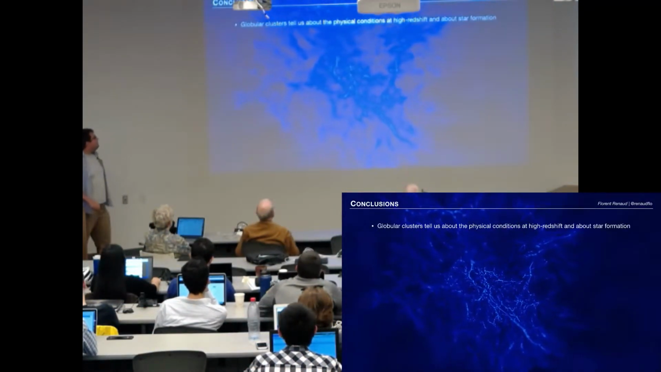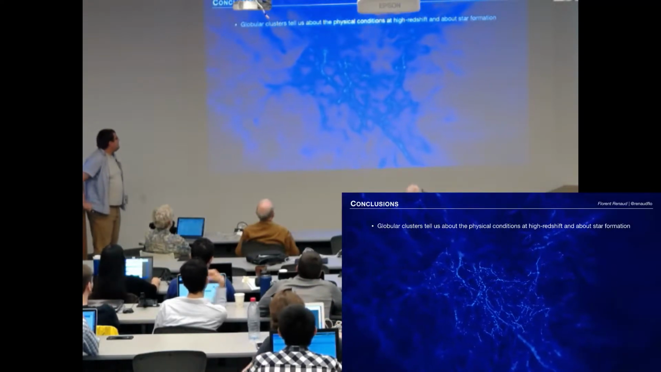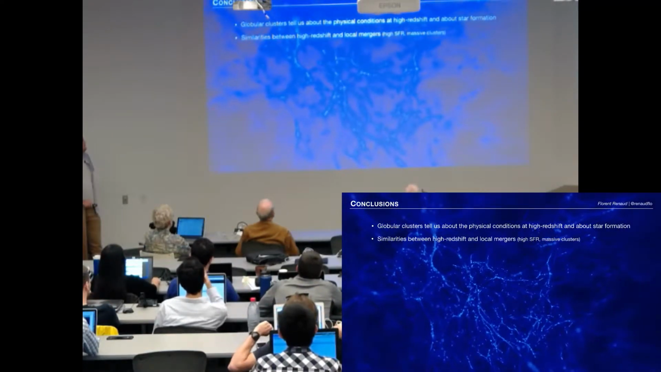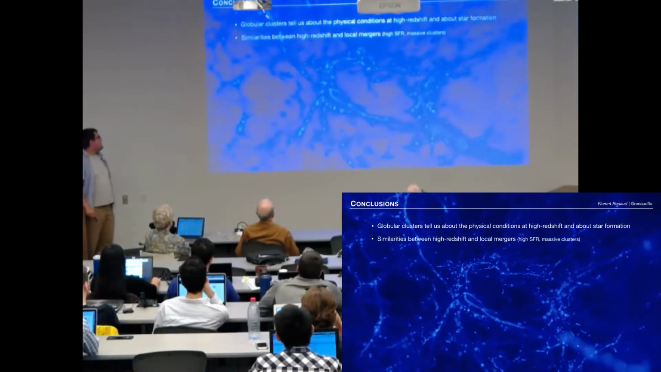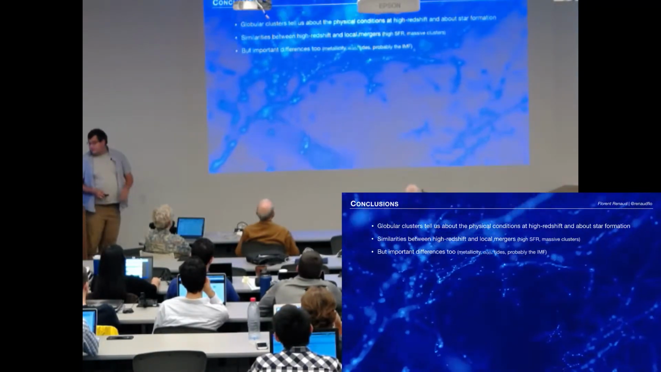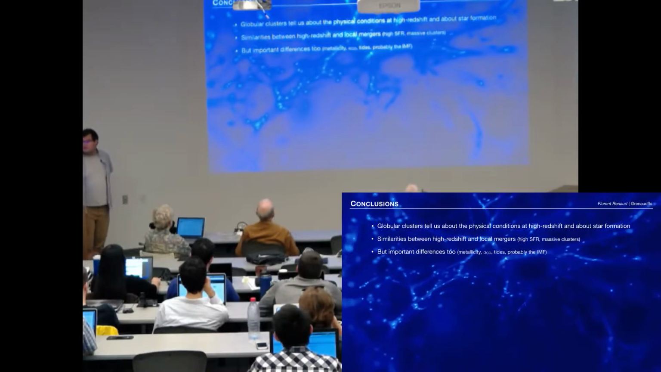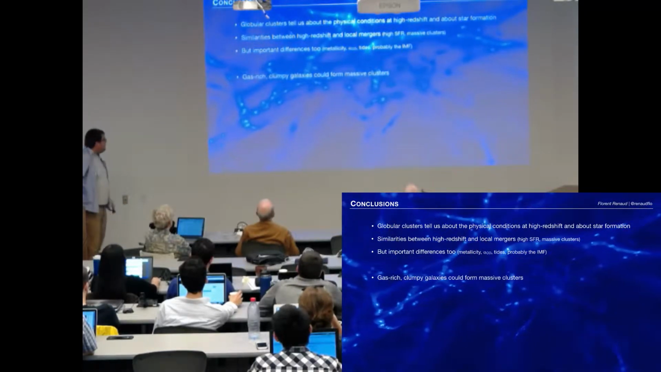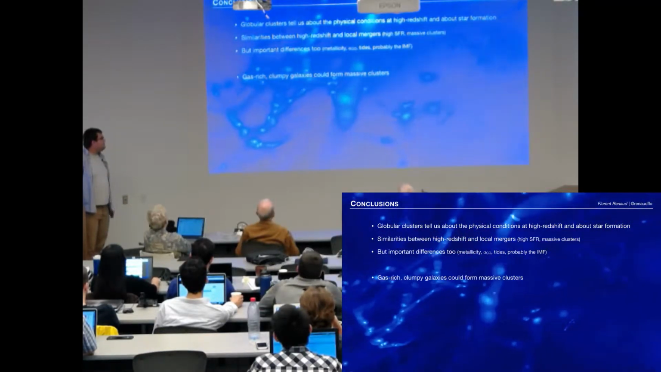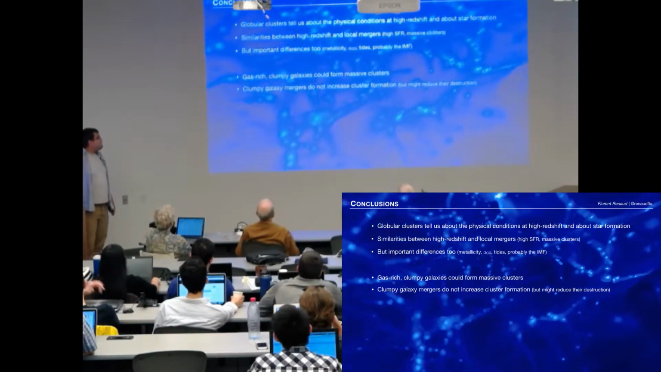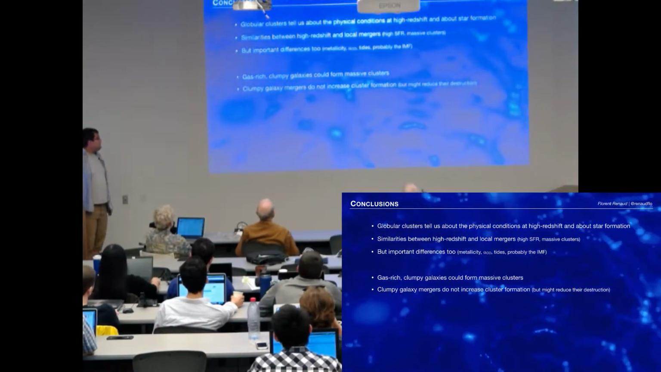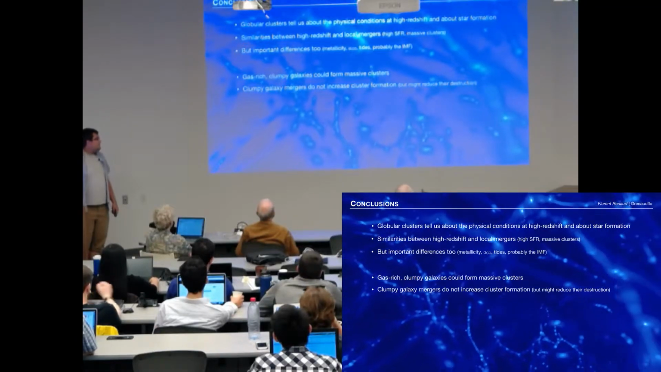Globular clusters tell us about the physical conditions at high redshift and about star formation. We have similarities between high redshift and local mergers with high star formation rates and massive clusters, but also important differences in metallicity, alpha CO, tides, and probably the IMF. We have gas-rich clumpy galaxies that could form massive clusters, and they do not increase the cluster formation in mergers, but they might reduce their destruction.